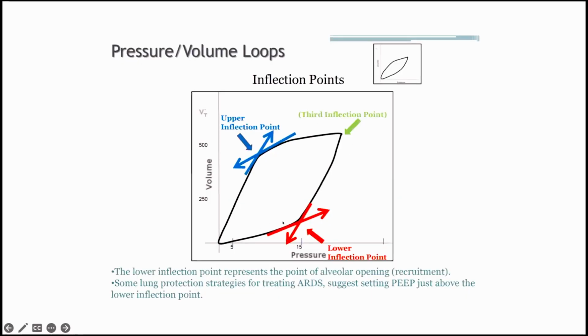And this is again the curve, introducing something called the inflection points. Inflection points are the points where the loop has a significant change in direction. You can see that this is the lower inflection point, on the inspiratory limb. The direction is completely changed. This change of direction is the point we call the lower inflection point.